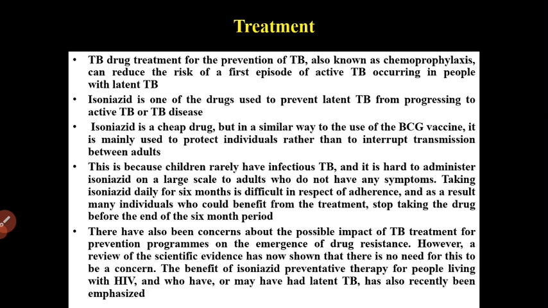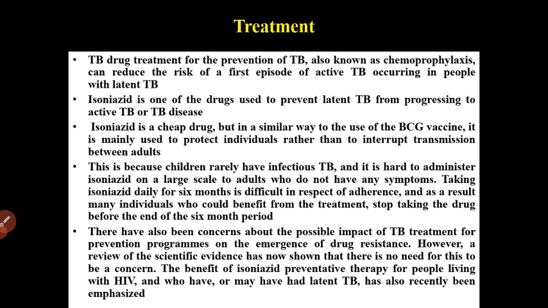Next, treatment. TB drug treatment for the prevention of TB, also known as chemoprophylaxis, can reduce the risk of a first episode of active TB occurring in people with latent TB. Isoniazid is one of the drugs used to prevent latent TB from progressing to active TB. Okay. Isoniazid is a cheap drug, but in a similar way to the use of the BCG vaccine. Understood?